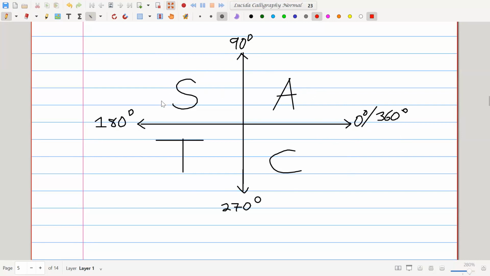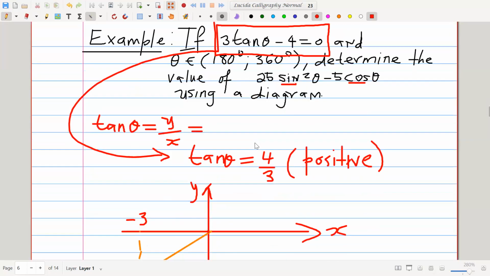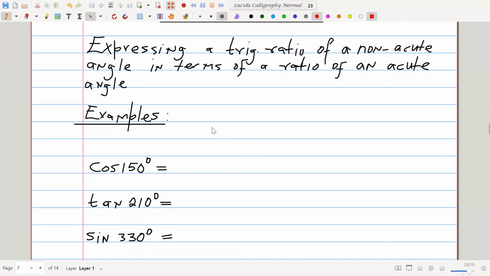So now we want to see how we would end up writing ratios of non-acute angles in terms of ratios of acute angles. So we will end up actually referring to these points, or these angles, I should say. 180 degrees, you go all the way to 360. So remember this sketch. Let's quickly go to reduction. How would you write 150 in terms of an acute angle, any angle that is between 0 and 90?